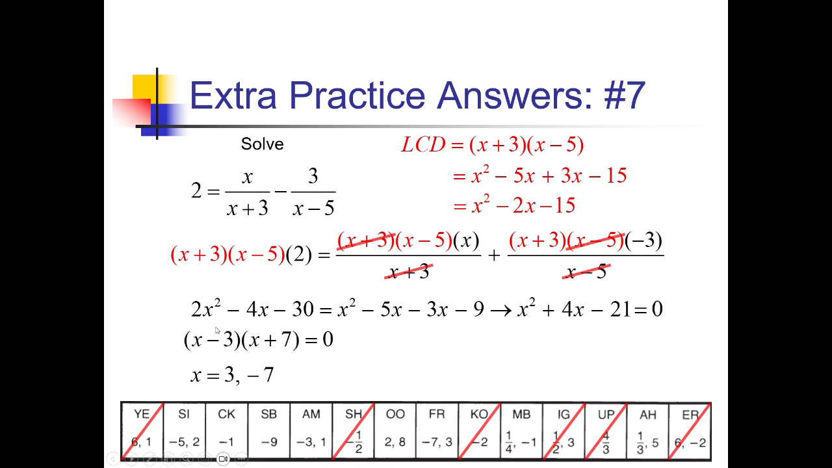And it's a good thing I didn't write x plus 3 here, because that would have given me a -3, which would have zeroed out one of my denominators. Fortunately, this is a +3. 3 plus 3 is okay. That's not 0. -7 doesn't give us any problems up there either. So those are our answers. -7 and +3, that's right here, this FR box. So let's cross that off and be on our way.